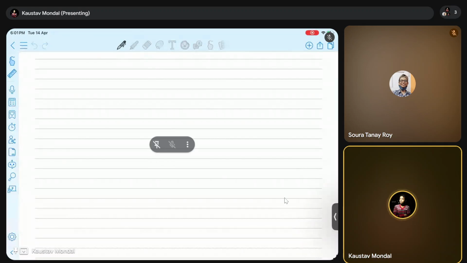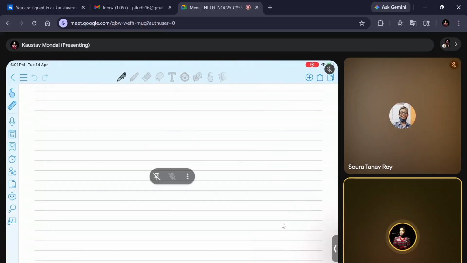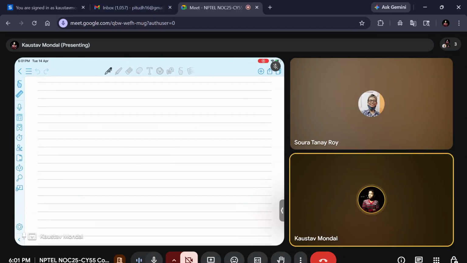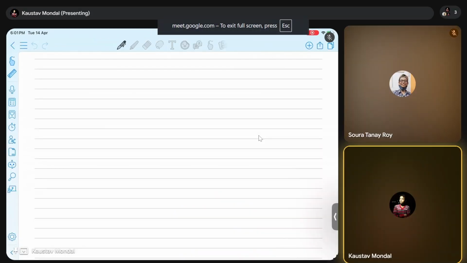Before starting the class, I have tried that last problem that you told me, assignment 10 question 5. Yes, I have tried this problem, but this is a very complex way to do it. If the answer given in the problem is true, you have to use a very complex way. Anyway, I will show you how to do that.